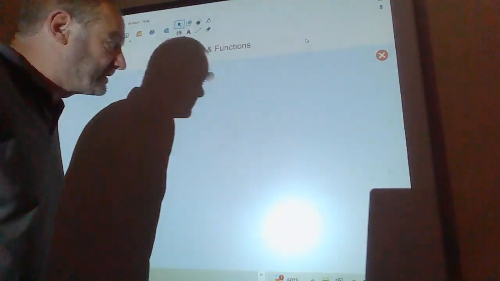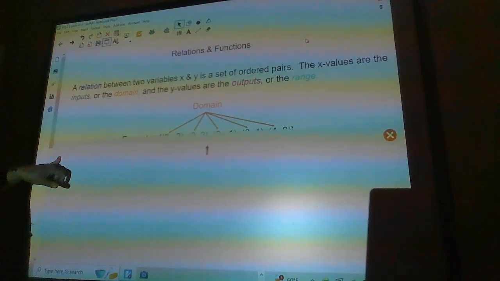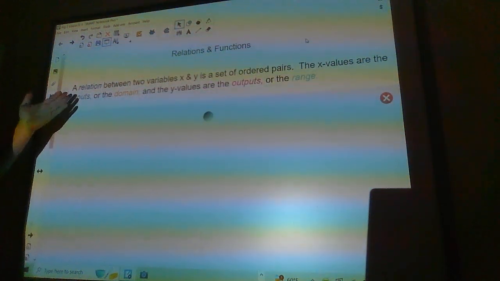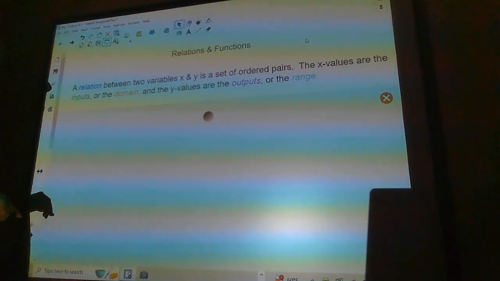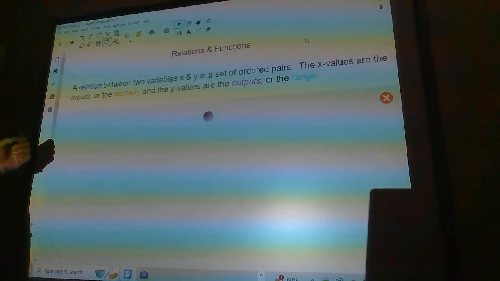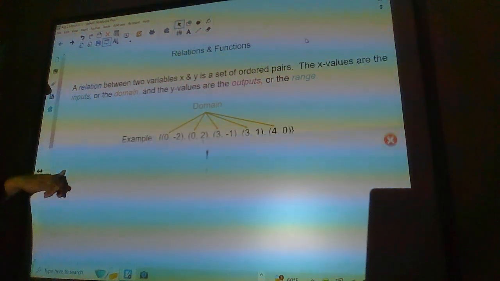Good morning, everybody. So today we're going to talk about relations and functions. Okay, so we're going to first talk about what a relation is. A relation between two variables, x and y, is a set of ordered pairs. The x values are the inputs or the domain, and the y values are the outputs or the range.